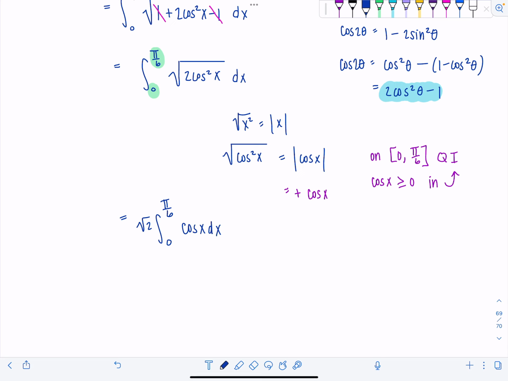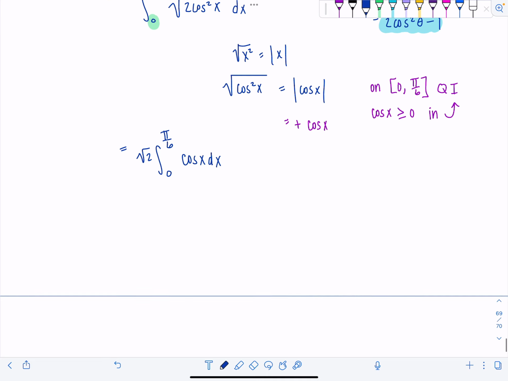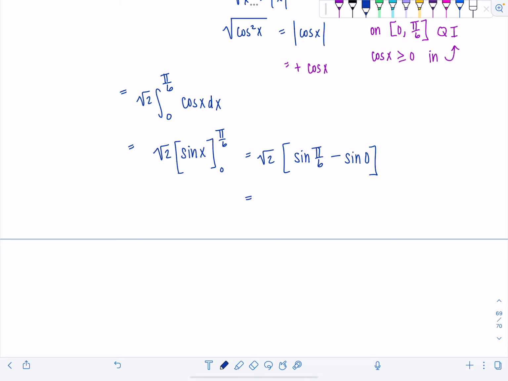And now, pretty easy little integral. So what's the antiderivative of cosine x? Why, it is sine x. So we have square root of 2 sine x evaluated from 0 to pi over 6. Leave the square root of 2 out. If you want to put the bracket here, go for it. And then we have sine of pi over 6 minus sine of 0. Sine of pi over 6 is 1/2. Minus 0, so the final answer is root 2 over 2.